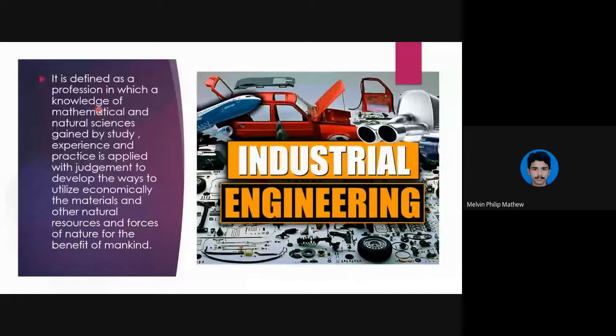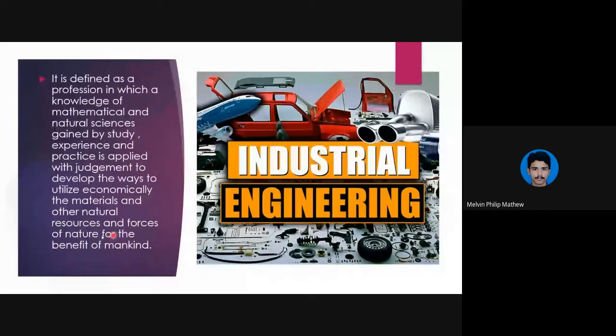So we are applying the knowledge of mathematical and natural sciences into our old practices and producing the product by using materials and the natural resources from the earth, and even forces of nature. Among forces of nature, we know that wind is one, then comes water, where we are using hydroelectric projects, then comes sunlight, another force of nature that we use by means of solar collectors, etc. All these things are used for the benefit of mankind.